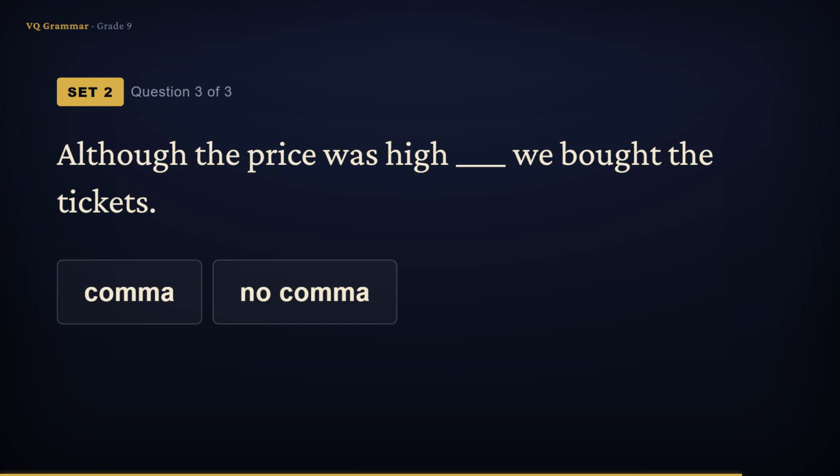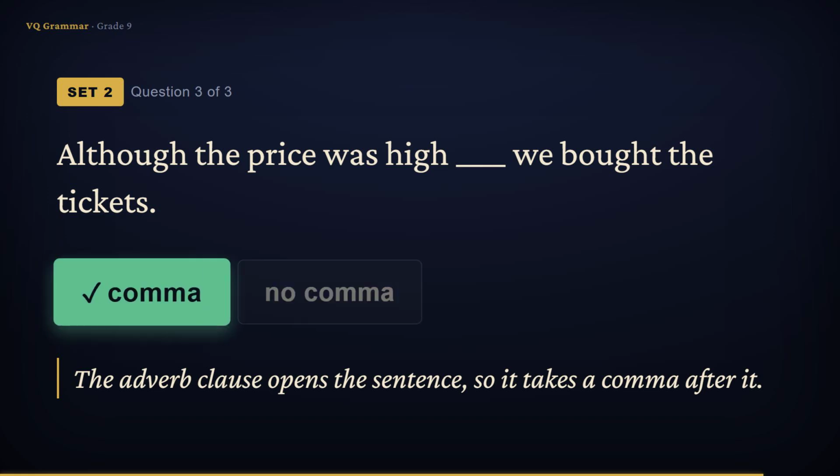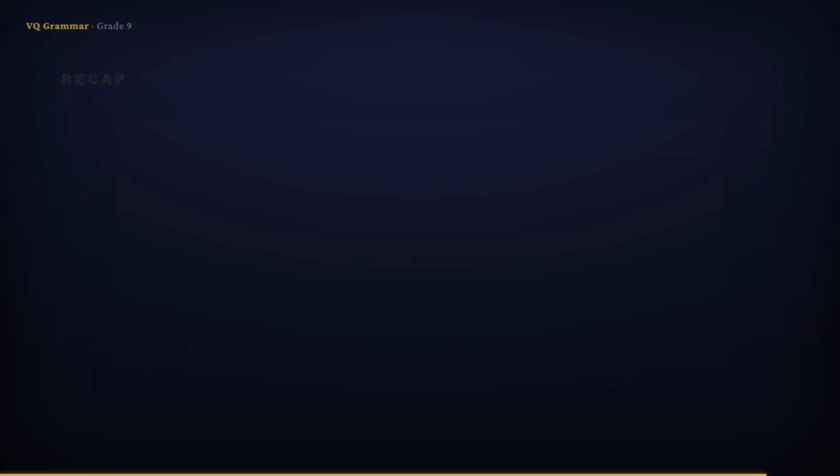Although the price was high, blank, we bought the tickets. Where's the clause? Although the price was high leads off the sentence. It comes first. And a leading clause takes a comma. So the answer is comma.